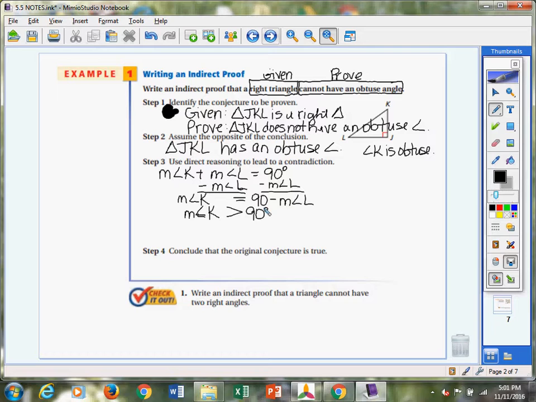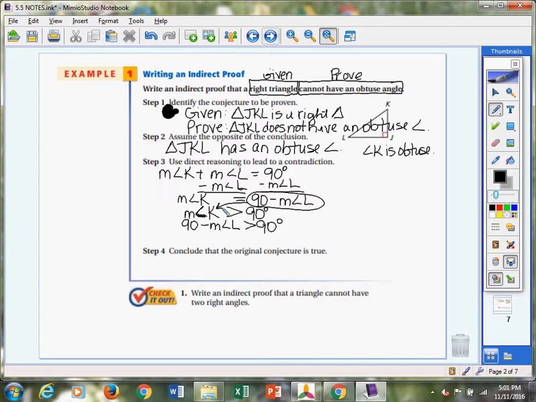So now we're going to create an inequality. We're going to do substitution, and instead of writing the measure of angle K, I have another name for the measure of angle K right here. I'm going to say 90 minus the measure of angle L is greater than 90 degrees. So that's what we're looking for. We're able to substitute that in. This is another name for the measure of angle K.